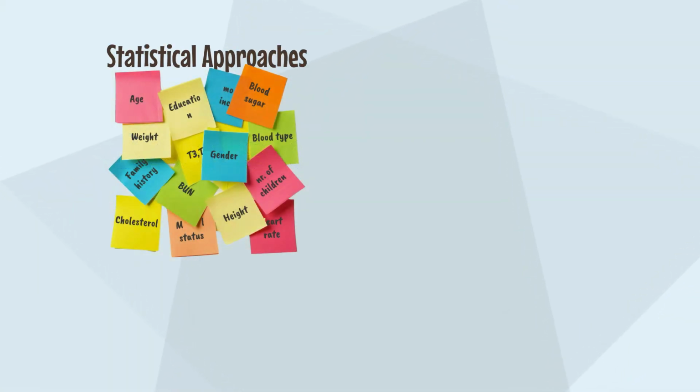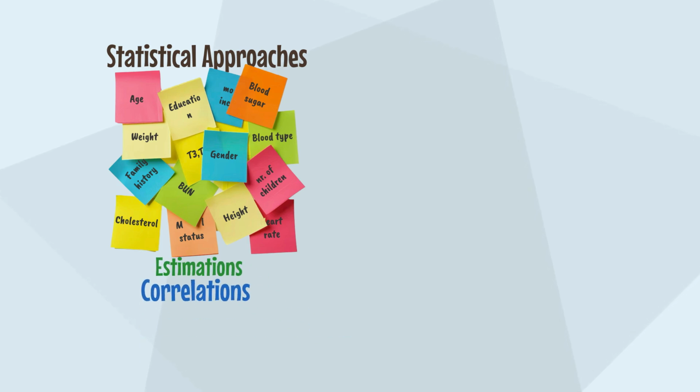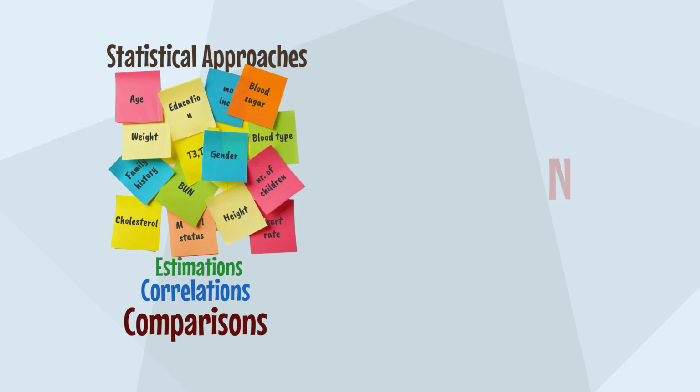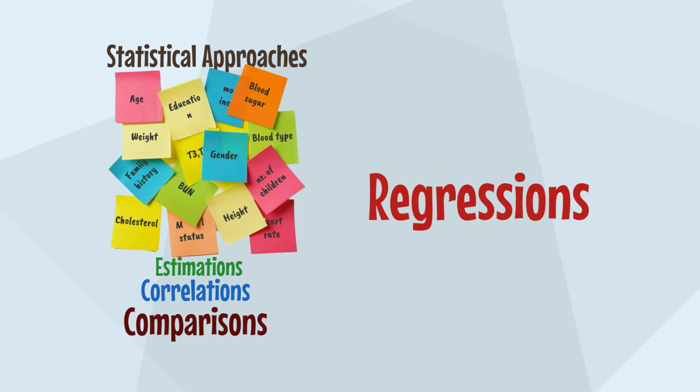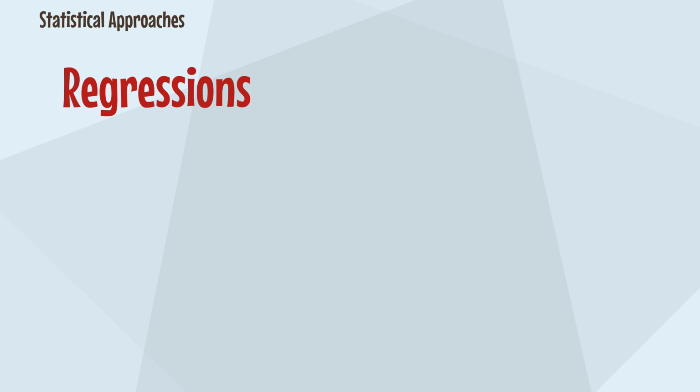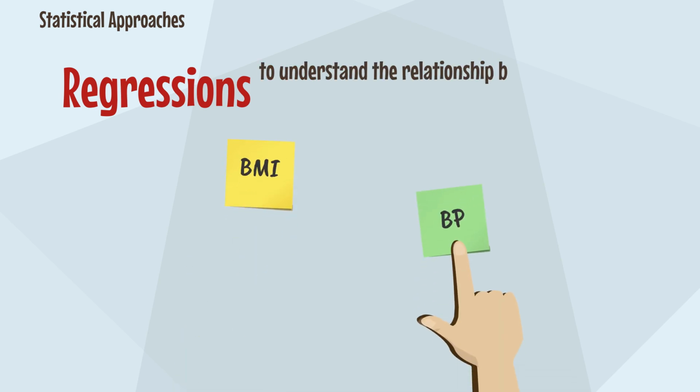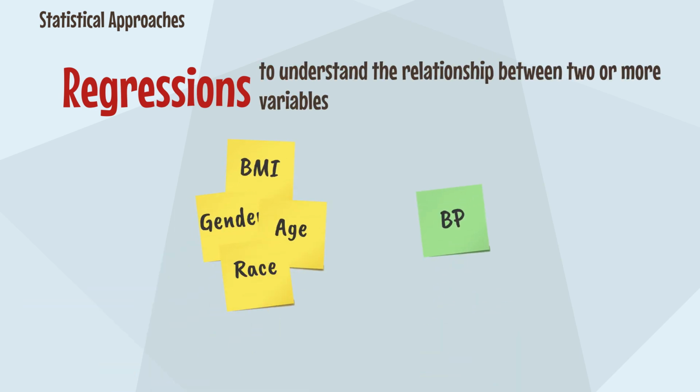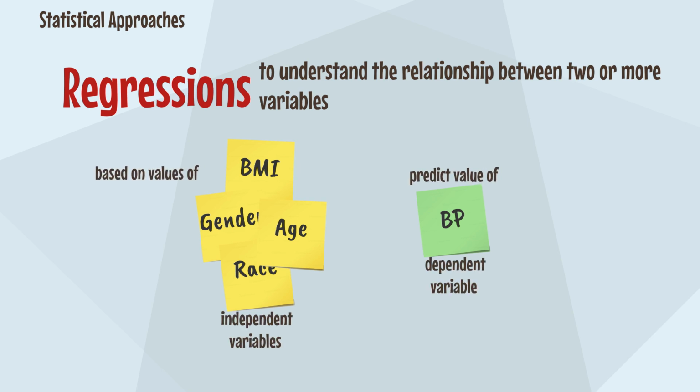In previous lectures, we covered several statistical approaches, including estimations, correlations, and comparisons. In this lecture, we'll explore the fourth approach, regressions. In statistics, regression is a method used to understand the relationship between two or more variables. It helps predict the value of a dependent variable based on the values of one or more independent variables.